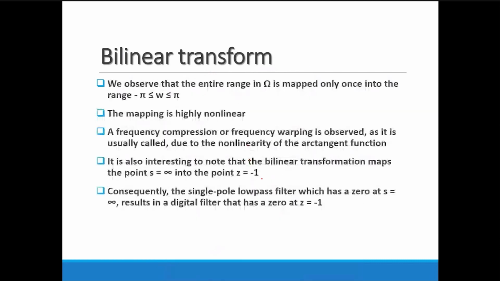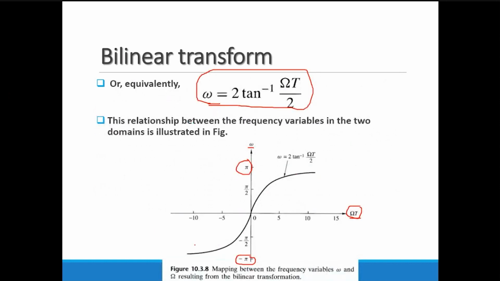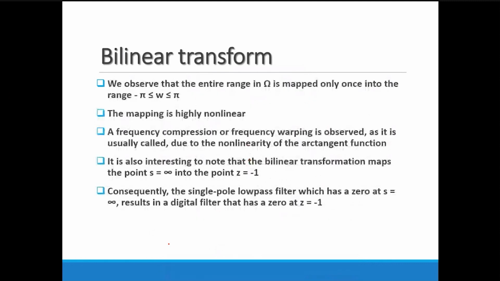So the mapping is highly non-linear. You can see that the graph you get is non-linear. For lower values you get an almost linear graph, but as you approach the higher range of analog frequencies, you get lower values, or you get compression. So in this case you can say the mapping is highly non-linear. The frequency compression, or frequency warping as it is usually called, is observed due to the non-linearity of the arctangent function. Why are we getting this kind of compression? Because we are using the arctangent or tan inverse function for the implementation.